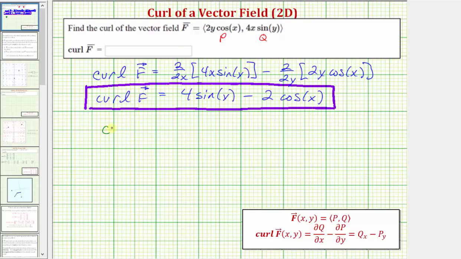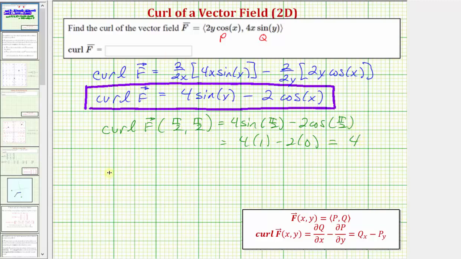So let's find the curl of the vector field f at the point pi over 2 comma pi over 2, which should be equal to 4 sine pi over 2 minus 2 cosine pi over 2, which is equal to 4 times 1 minus 2 times 0, which equals 4. So at this point, the curl is positive.